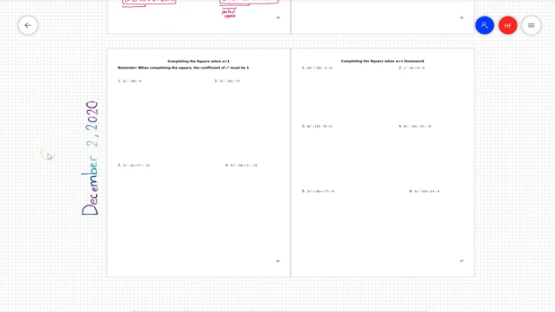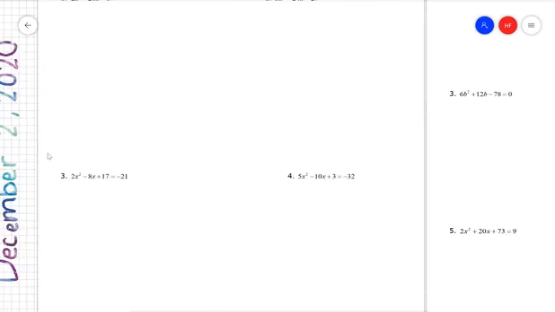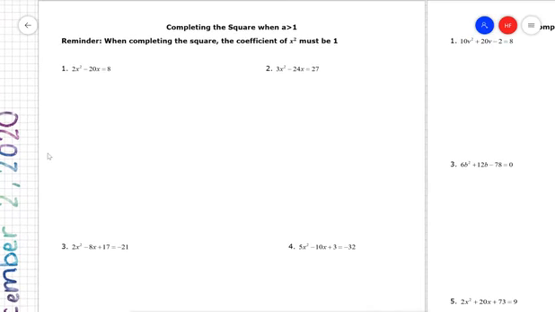Today is December 2nd and it is day 2 of completing the square. Today we're completing the square when a is greater than 1, so we're going to have a coefficient in the front that is not a 1, so it's not just going to look like x squared plus something something. It's going to be like in our examples here where we have 2x squared, 3x squared, 5x squared. So there is going to be a coefficient greater than 1. But it will be generally the same process as before.